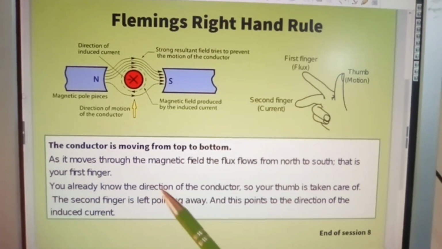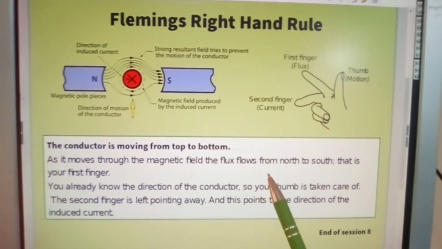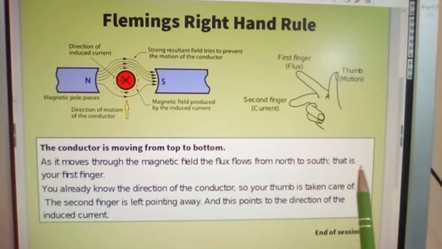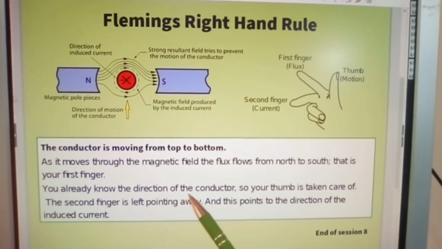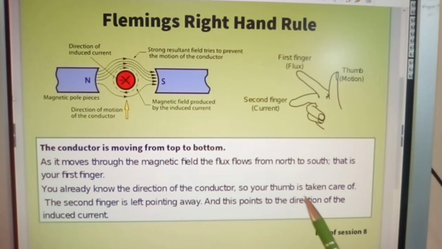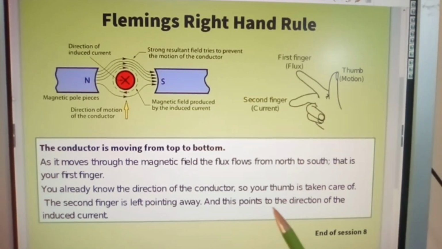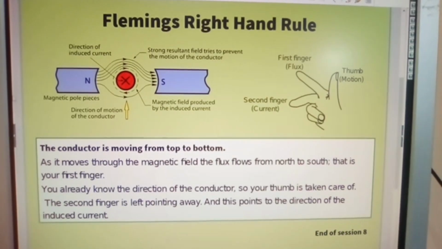As it moves through the magnetic field, the flux flows from north to south. That is your first finger. You already know the direction of the conductor, so your thumb is taken care of. The second finger is left pointing away, and this points to the direction of the induced current. Okay.